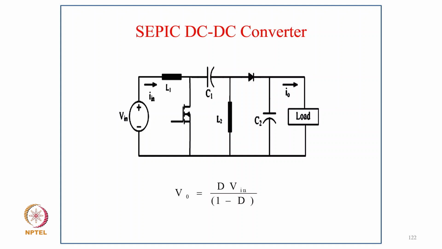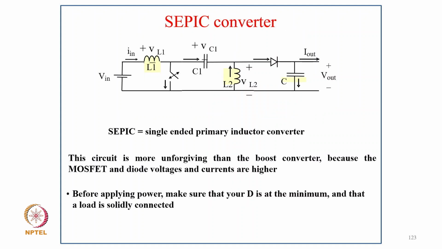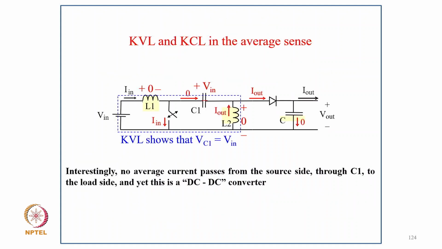So the input is similar to a boost converter with an inductor, and typically we have a MOSFET, then a capacitor, inductor L2, and then a diode and capacitor at the load. You can see here this is the SEPIC, the single-ended primary inductance converter. The circuit is more unforgiving than the boost converter because the MOSFET and diode voltages and currents are higher. Before applying power, make sure that D is at the minimum and the load is solidly connected. Because in a buck boost converter, D should be 0 at the start, so that the output voltage starts from 0.